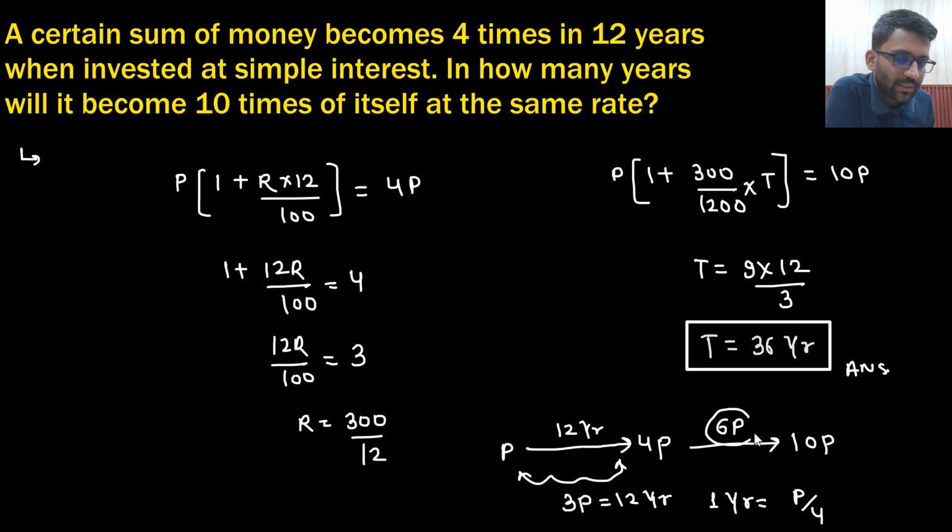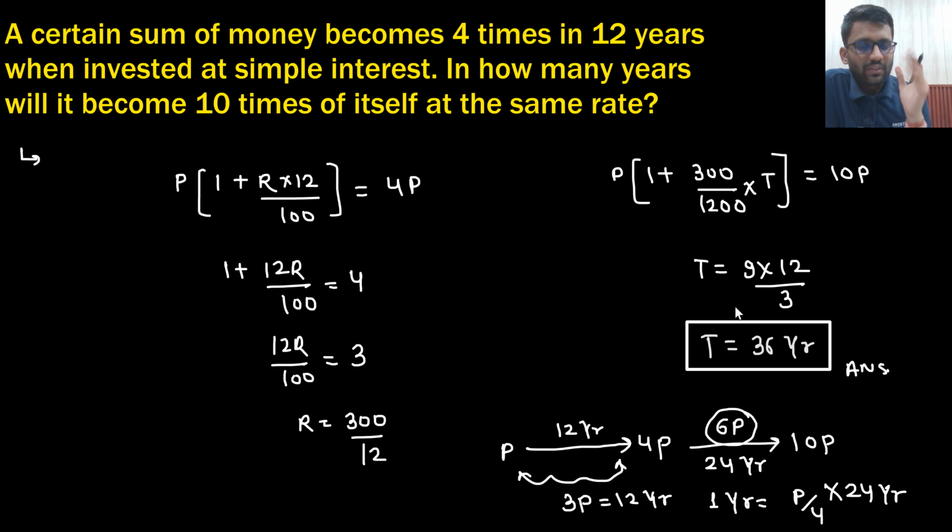You need to take 6P from me, and every year you are taking how much? In every year you are taking P by 4, and you need to take 6P from me. That means you need 24 more years here, right? If I take 24 more years, then in 24 years you will take 6P from me. So 24 years plus 12 years, a total of 36 years you need. Did you understand this point?